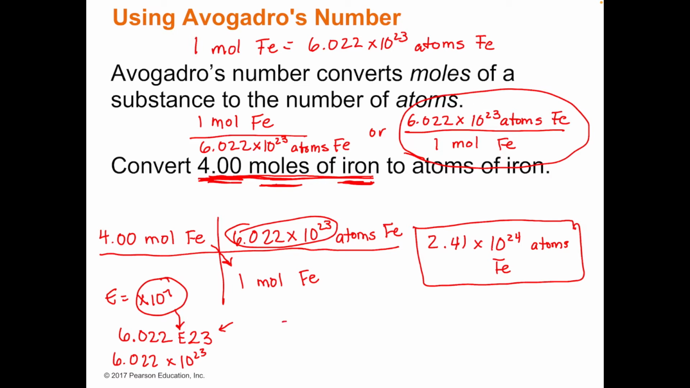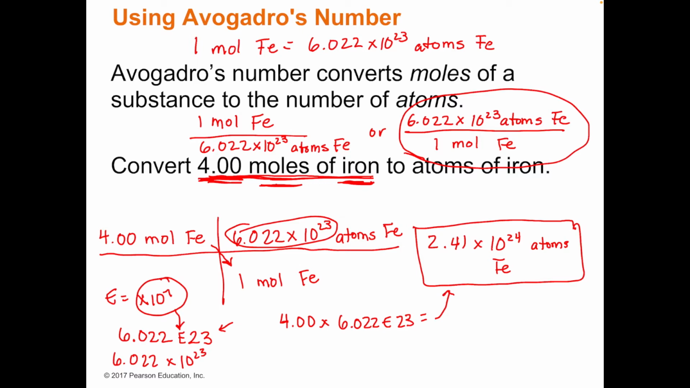So if we were to punch this in our calculator, we would write 4.00 times 6.022 E 23, and that would give you this answer. Not only is it faster, but it's also going to give you a more accurate answer, and you don't need to use any parentheses.